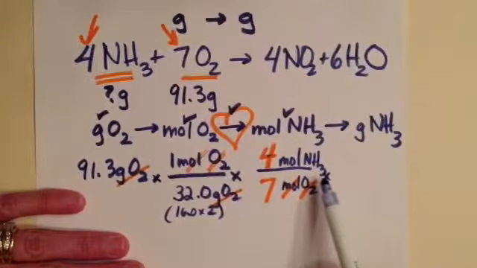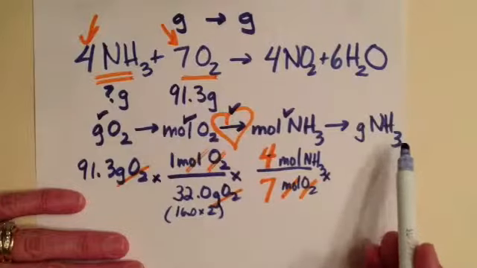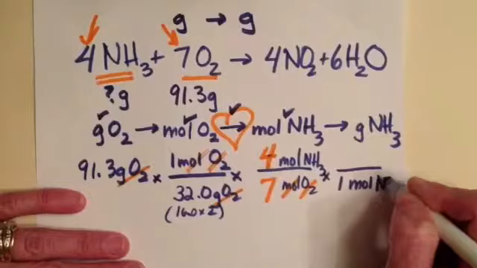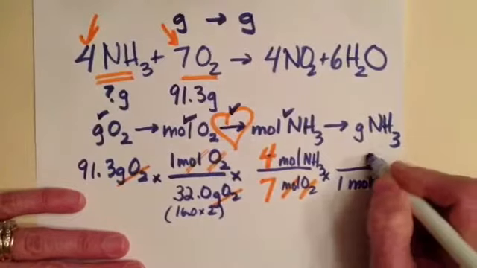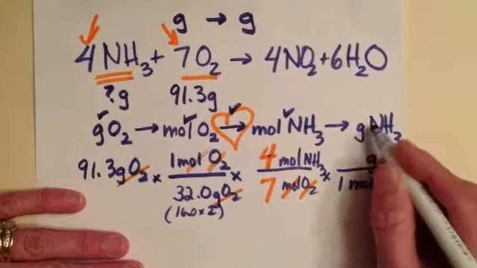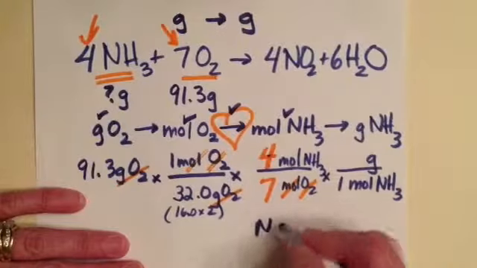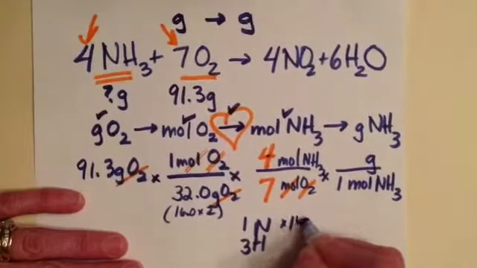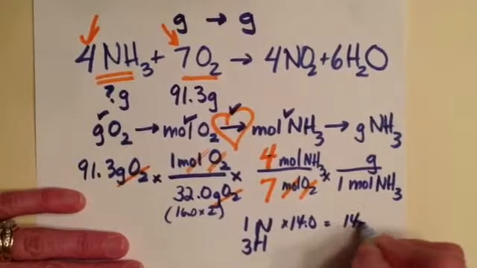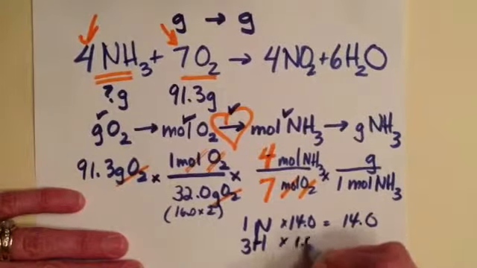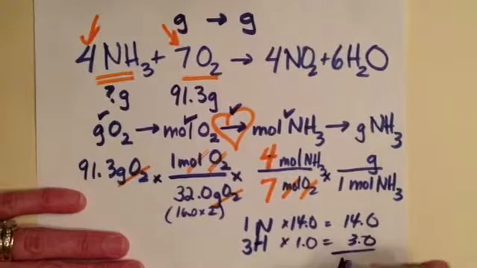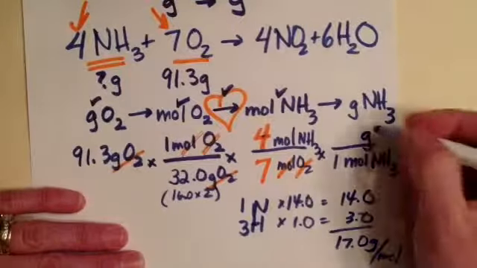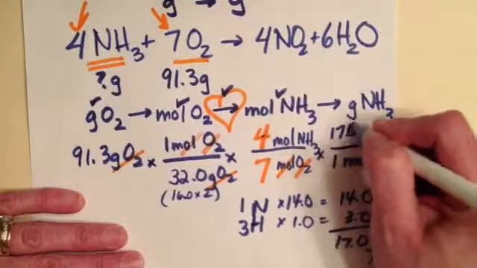I don't want moles of ammonia. I want grams of ammonia. So in order to finish the problem, I put moles of ammonia on the bottom. 1 mole, what is the mass? We would take nitrogen and hydrogen. There's 1 nitrogen, 14, and there's 3 hydrogens times 1. So I get 17 grams per mole. So I'm going to put 17 on the top.